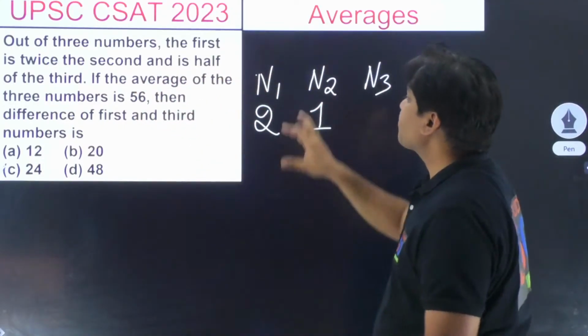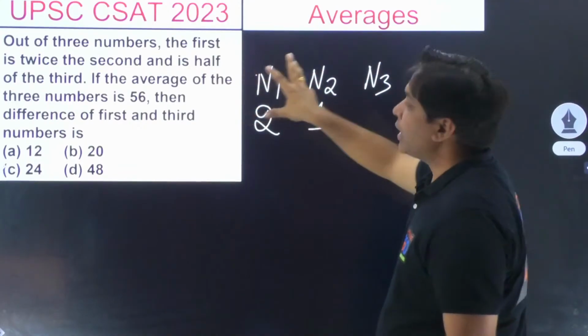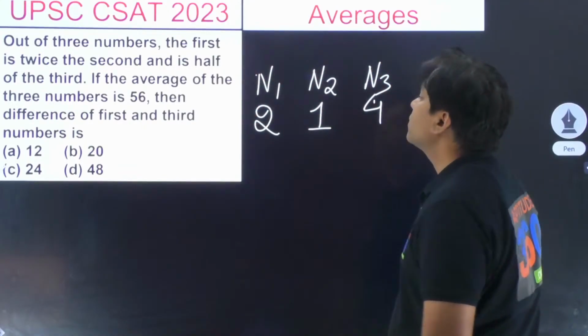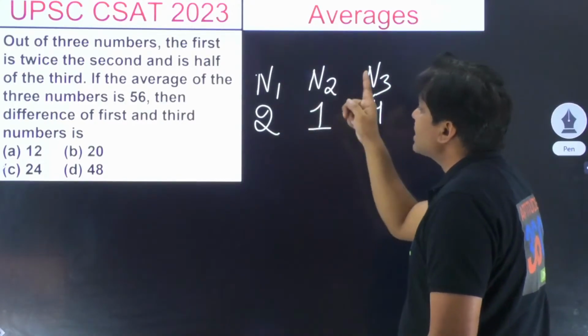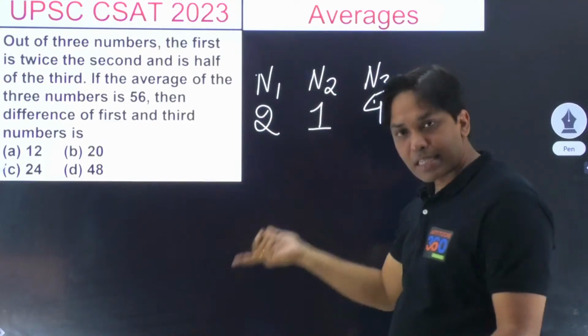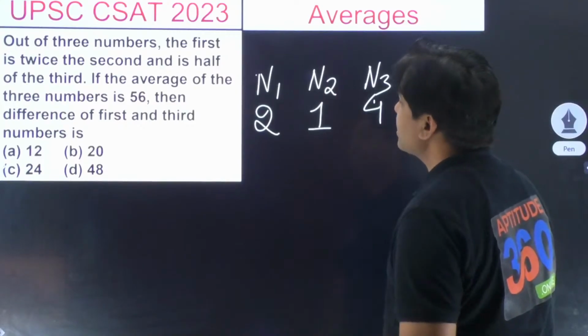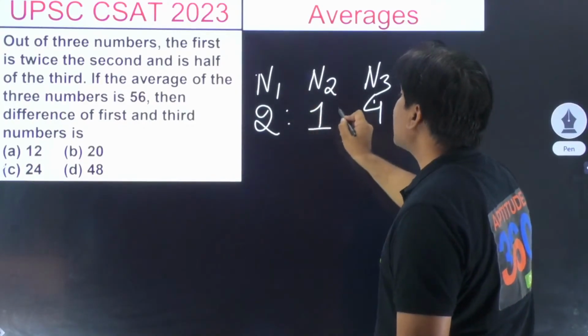So what is the first number? It is half of this. And now you know what is the first number. So can you find out what is the third number? It is 4. Because if the first number is half of this number, then this number is twice of this number. It could also be said that way, is it not? So I have got these numbers.